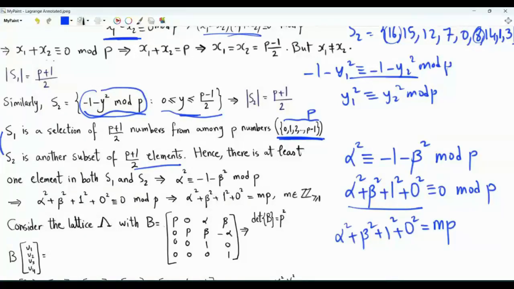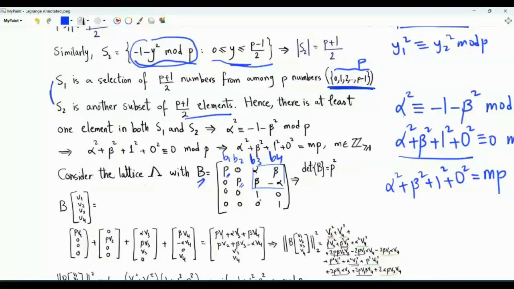Consider the lattice lambda, and lambda is represented by this 4 by 4 matrix B. The columns of B are B1, B2, B3, B4, and they are linearly independent. If you check this matrix, it is upper triangular, and the elements on the main diagonal are P, P, 1, 1. So the determinant is P squared, the product of the elements on the main diagonal, which is definitely not equal to 0. This matrix is invertible, and its columns are linearly independent. Note that the elements in the matrix are P, and then in this submatrix, we have alpha and beta, and these are the numbers that are obtained from S1 and S2.